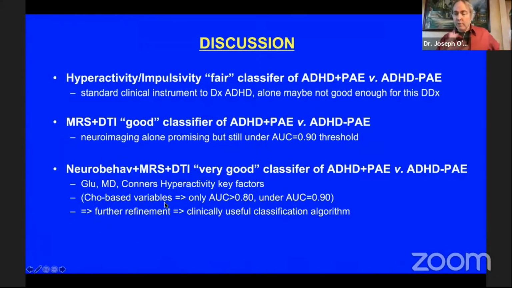Choline-based variables, even though they're important for the clinical therapies, only had an AUC greater than 0.8.